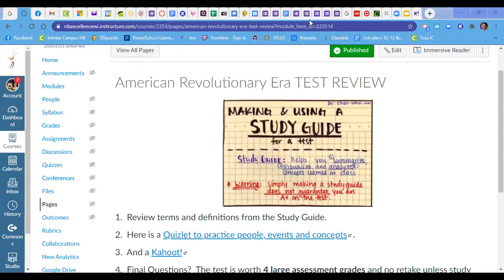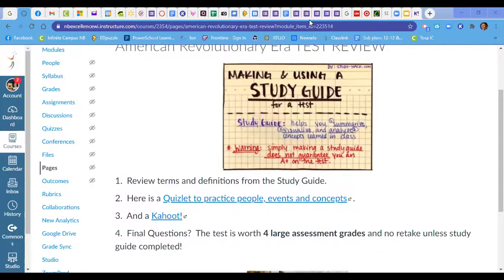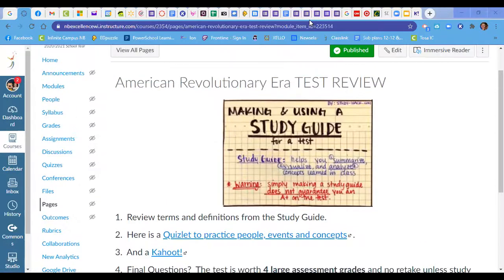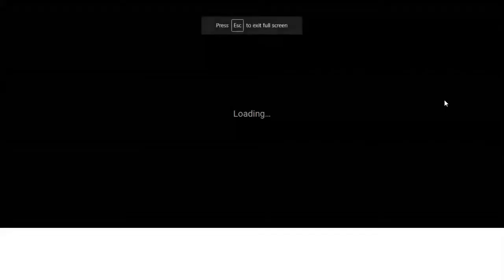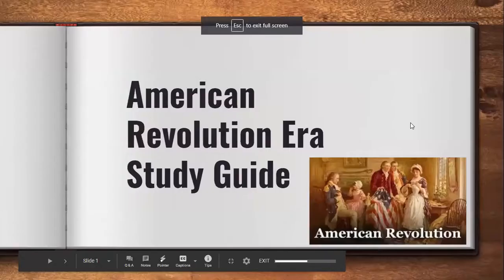So we're going to go through the information. There is a Quizlet link here to help you practice the information so that you are ready for the test, and of course a Kahoot that you can play. All right, so we're going to start now with our information.